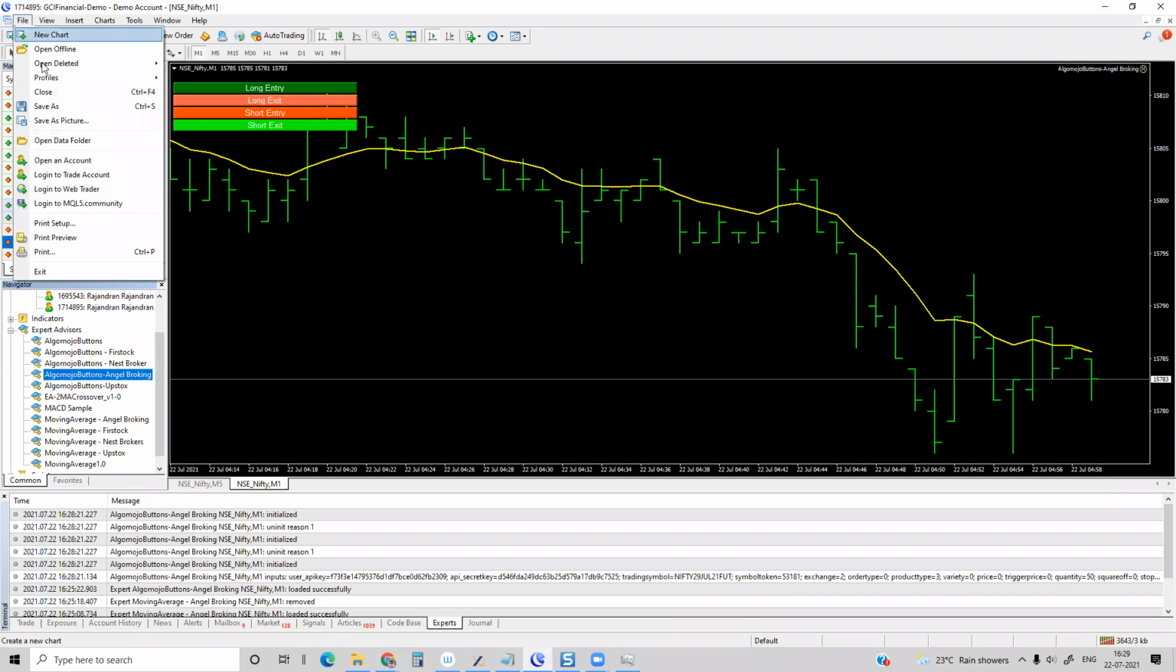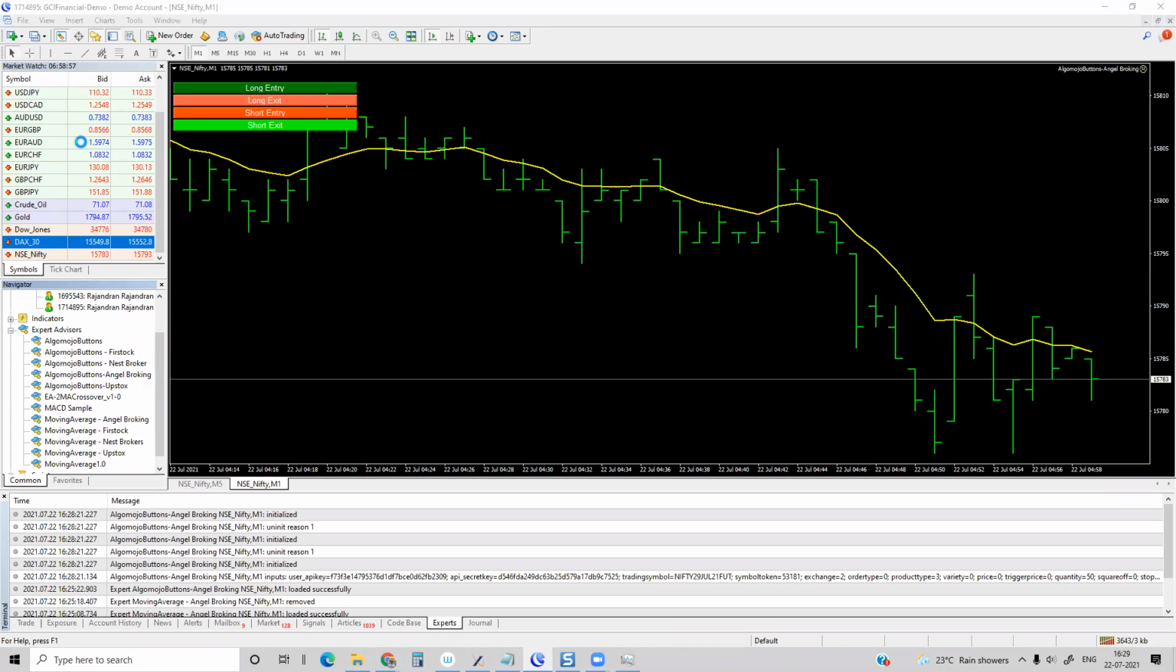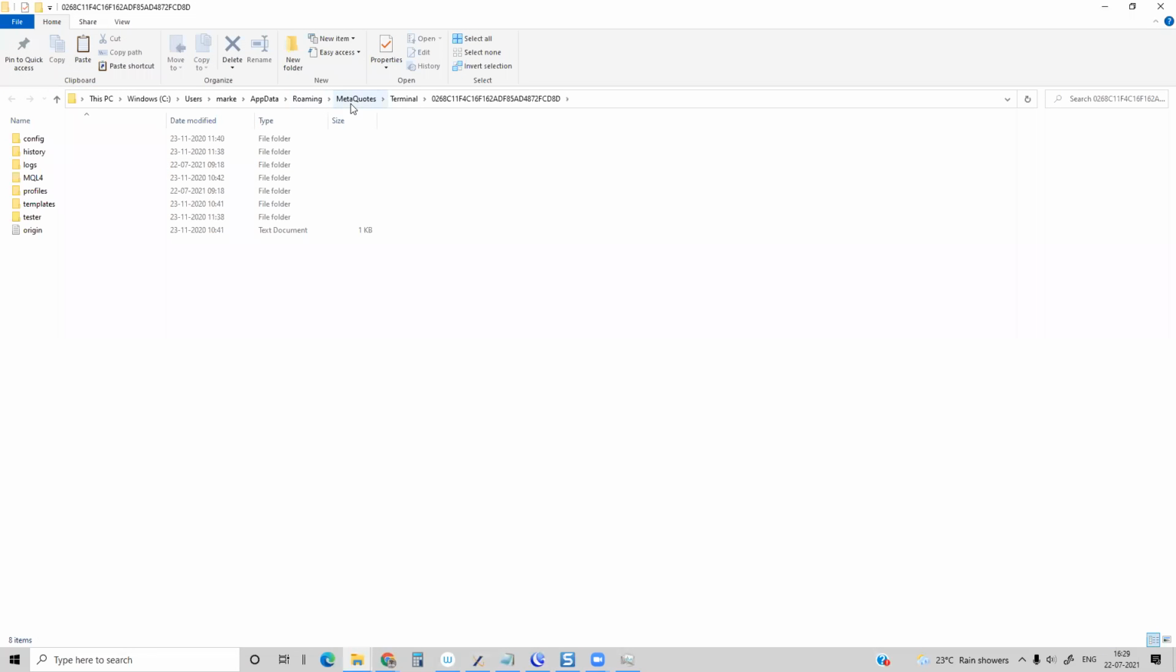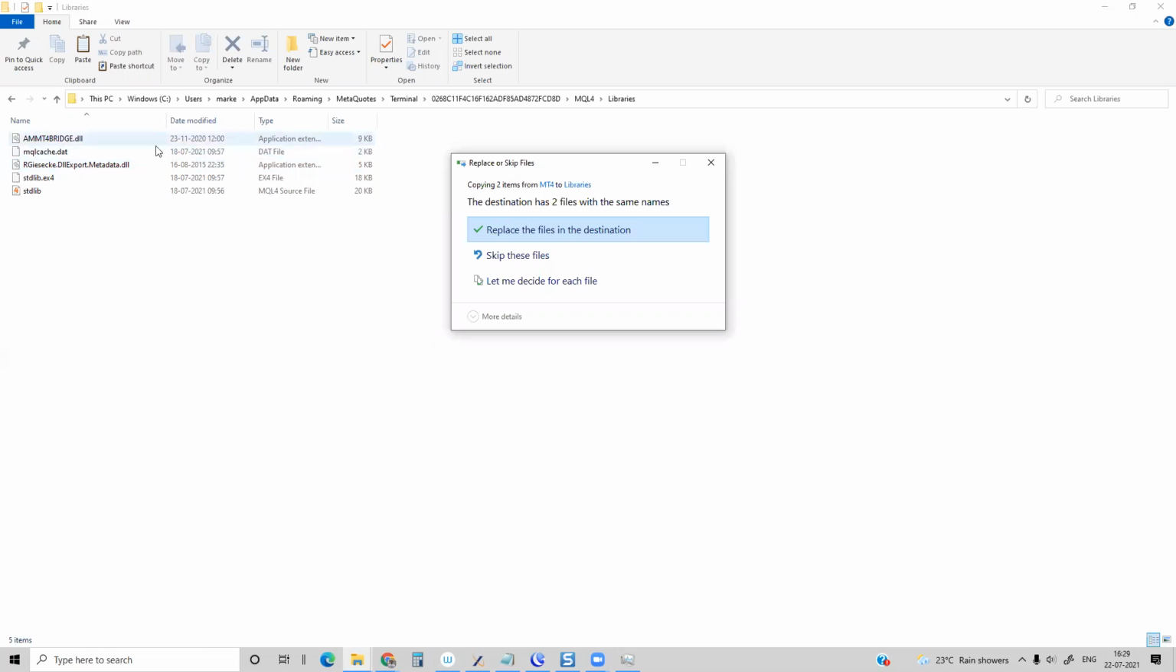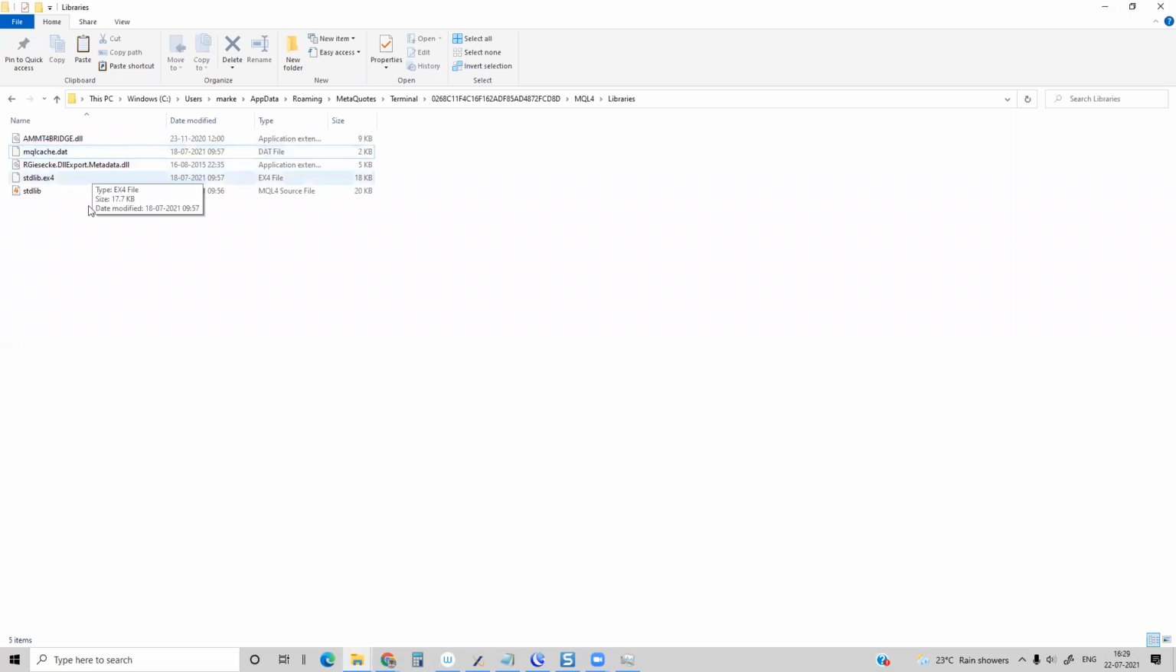You have to go to File, Open Data Folder, and that will open the MT4 terminal's folder. Inside here, we have to go and paste the files. Inside that, we have to go to MQL4. Under MQL4, we have to go to include. I'm sorry, not include, libraries. So under libraries, I have to go and right click and paste the files. In my case, I already pasted it. Once you have pasted, you have to restart the MT4 so that it will be able to recognize the bridge.